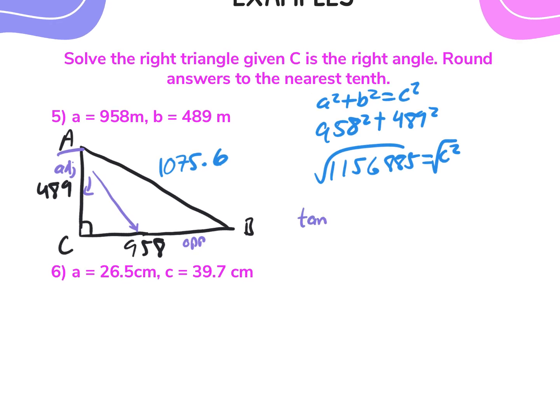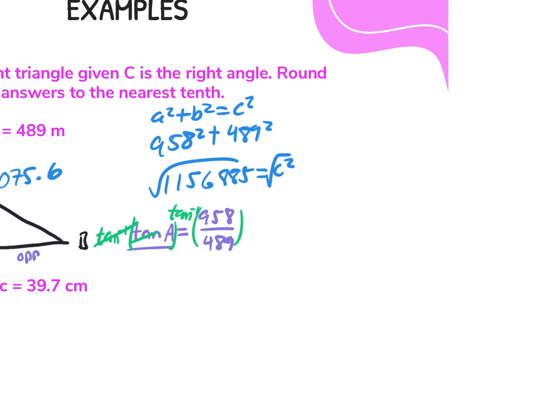So if I do tangent of A, whatever A is, then I can do opposite, which is 958, divided by 489. A lot of you will just do 958 divided by 489 in your calculators. In this case, that wouldn't give us the answer we're looking for. That will give us tangent of A. I don't want the tangent of A, I want the angle A. So to get my angle A, you can use an inverse function. I would do tan inverse to cancel out tangent on both sides, and then I get A.